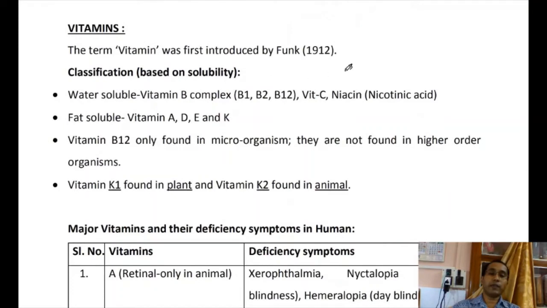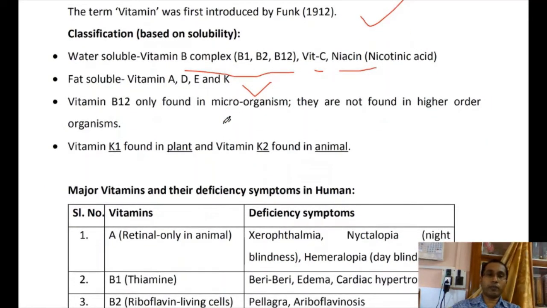Vitamins. The name vitamin was first introduced by Funk. It may be water soluble, or it may be fat soluble. Water soluble vitamins are the vitamin B complex. All the types of B vitamins are water soluble, B, C, and niacin. Fat soluble are A, D, E, K. You can easily remember it: vitamins A, D, E, K are fat soluble, whereas B and C are water soluble.